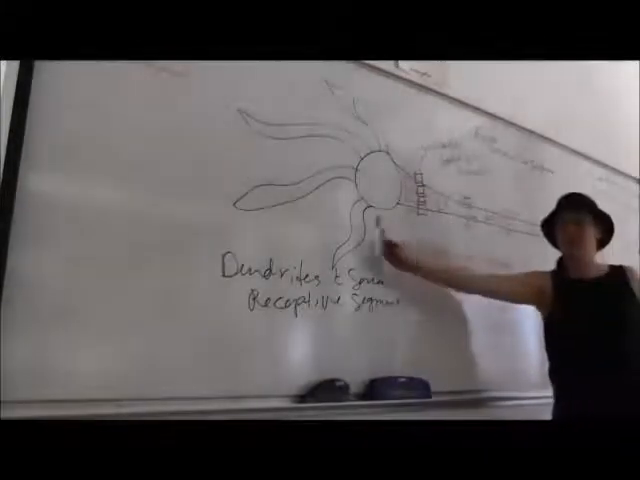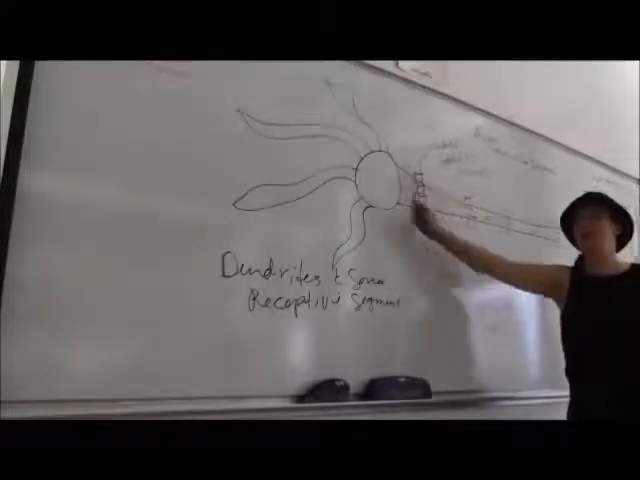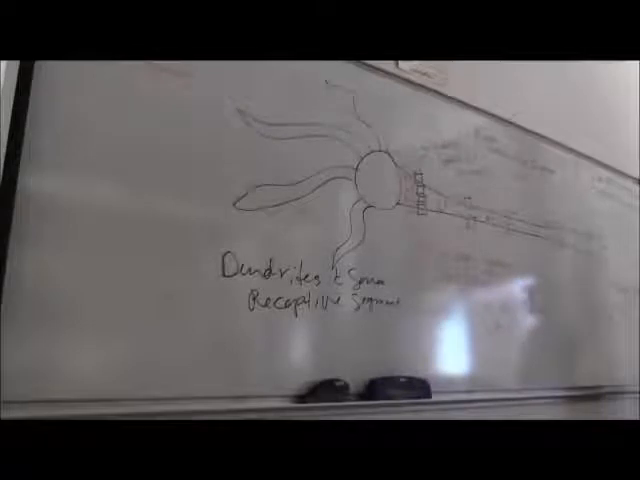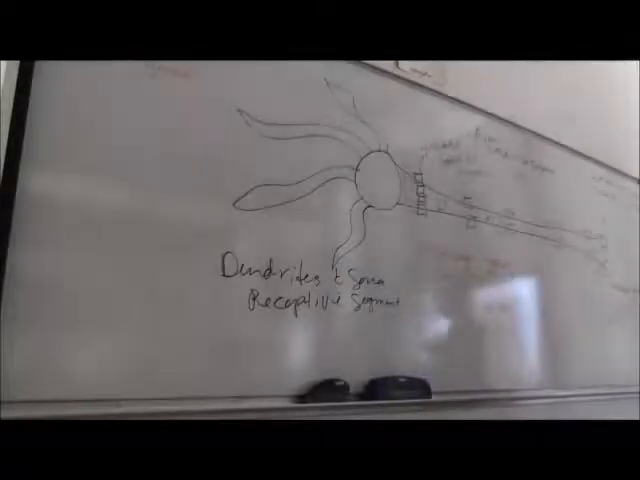So if I measure my resting membrane potential here, it would be negative 70. I can measure it here, it would be negative 70. I can measure it here, negative 70, and here, negative 70, because those leak channels and the pump are setting that.